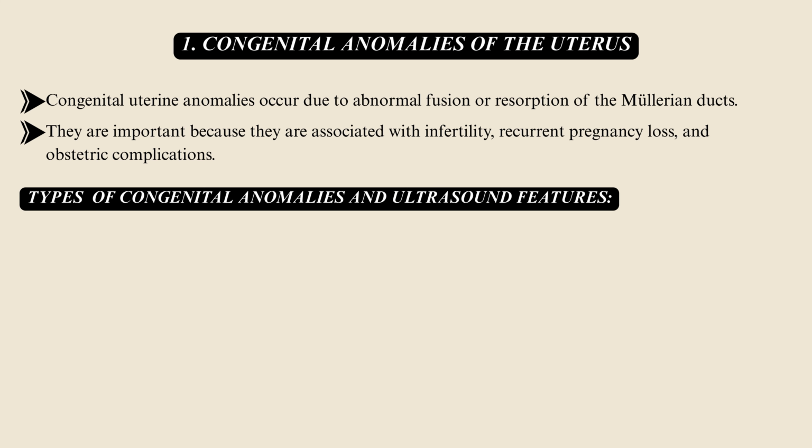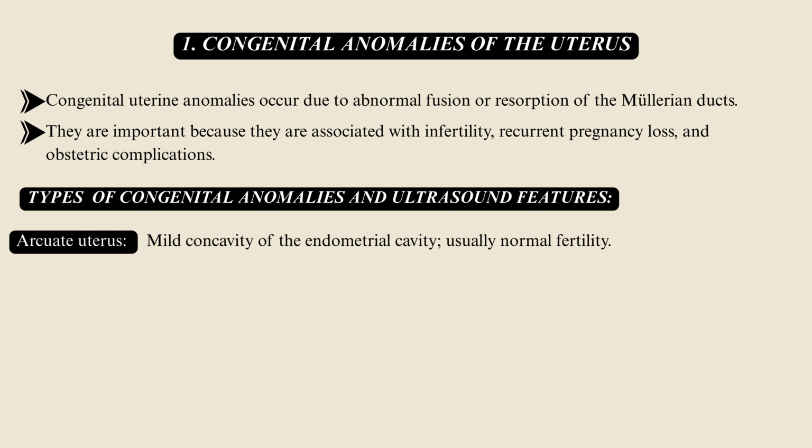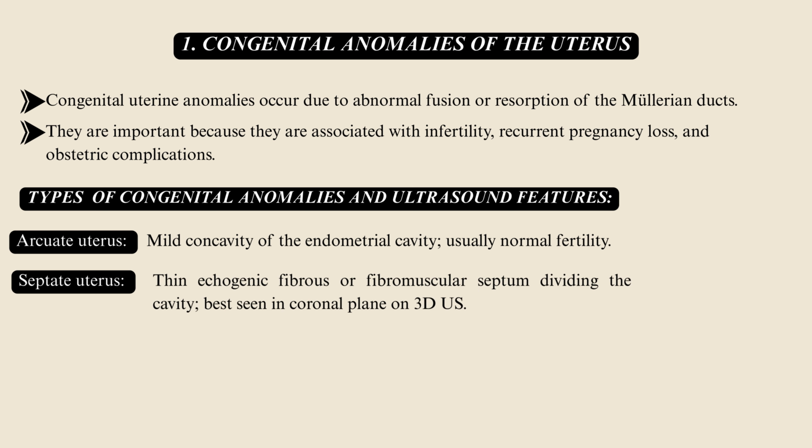The types of congenital anomalies are: number 1, arcuate uterus, in which there is mild concavity of the endometrial cavity, usually normal fertility. Septate uterus, thin echogenic fibrous or fibromuscular septum dividing the cavity, best seen in coronal plane on 3D ultrasound.